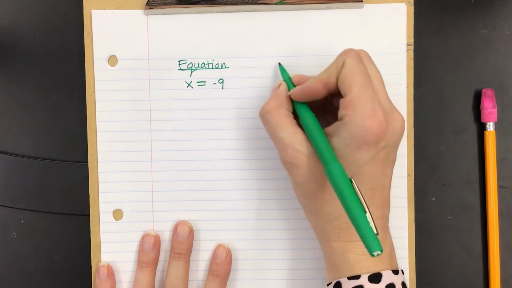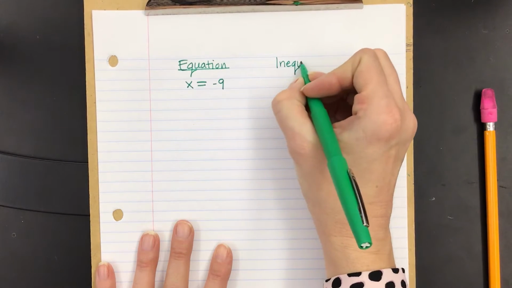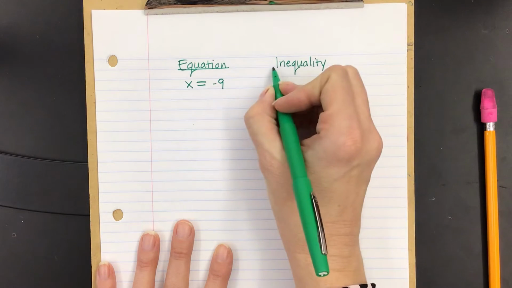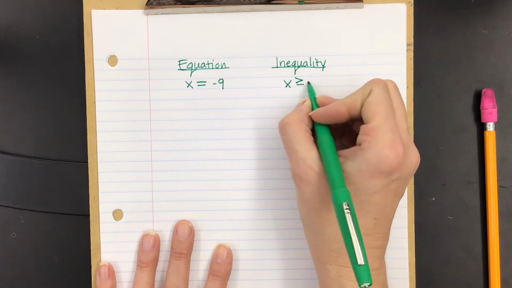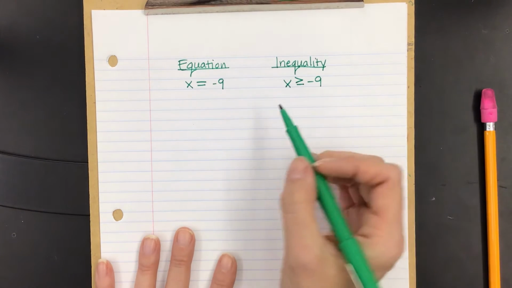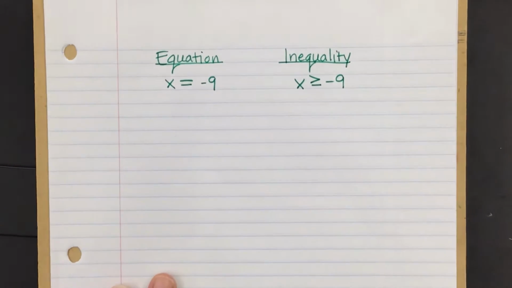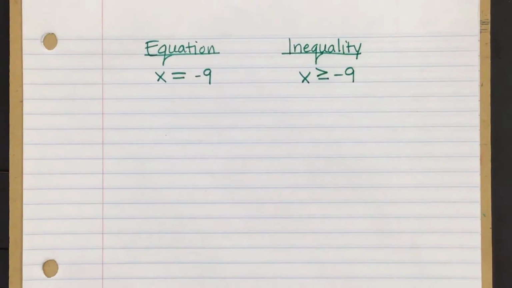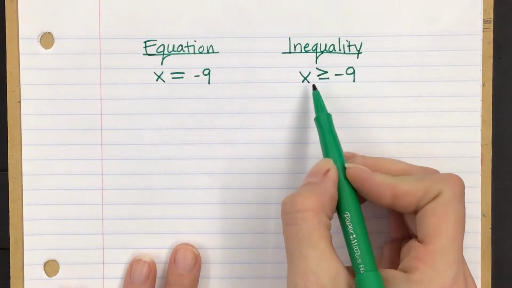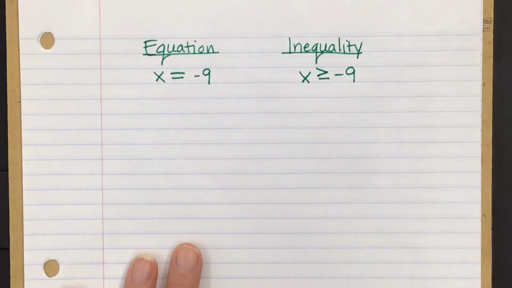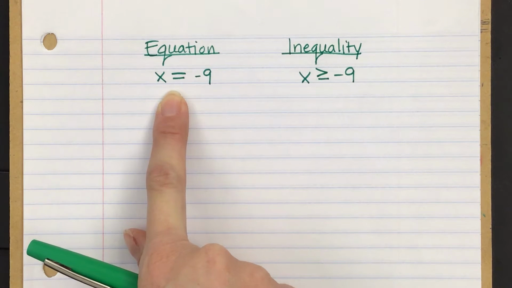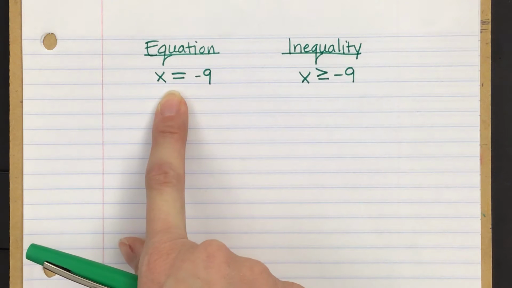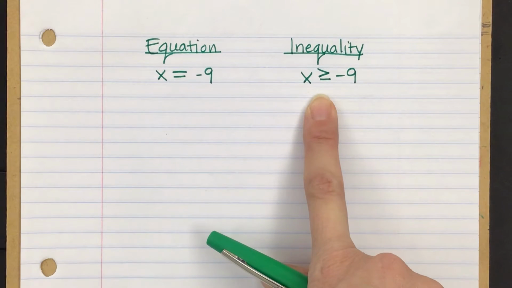Now, an inequality, on the other hand, has a range of solutions. So inequalities have inequality symbols like this. One of the four: the greater than, the less than, greater than or equal to, less than or equal to. And what we're saying is anything that is greater than -9 is a solution. So equations have one solution. Well, for the purposes of this unit, they have one solution. Inequalities can have a whole range, okay?